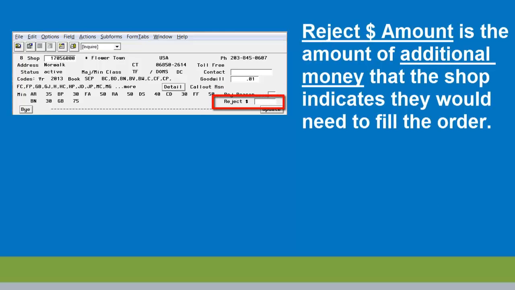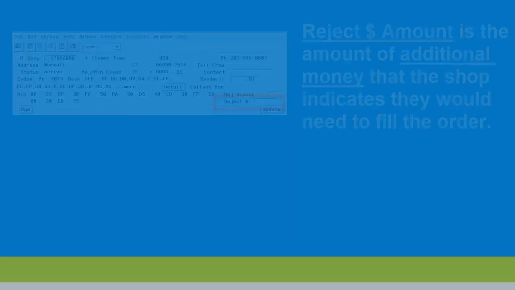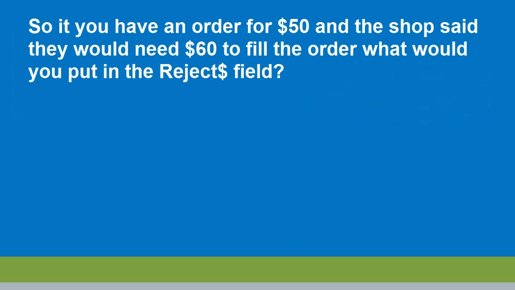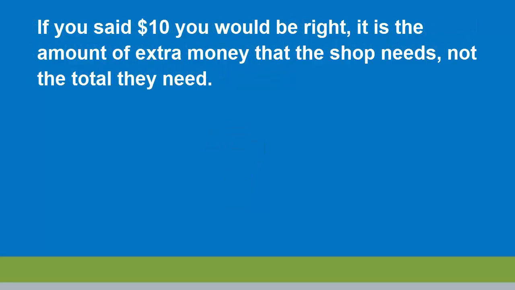Reject dollar amount is the amount of additional money that the shop indicates they would need to fill the order. So if you have an order for $50 and the shop said that they would need $60 to fill the order, what would you put in the reject dollar field? If you said $10, you would be right. It is the amount of extra money that the shop needs, not the total amount they need.